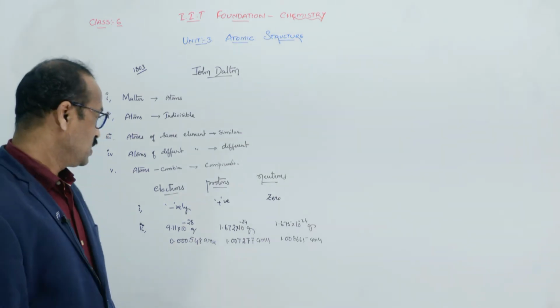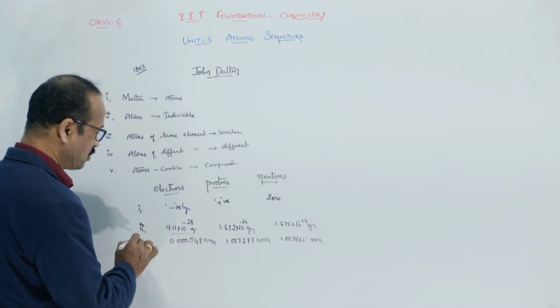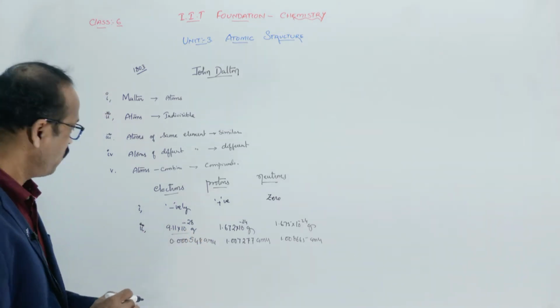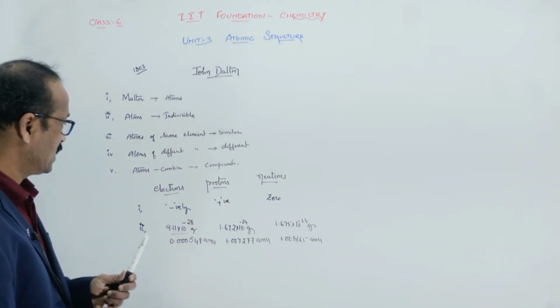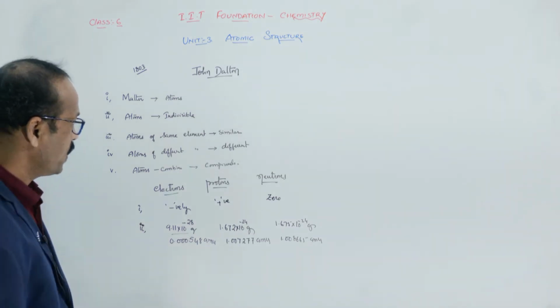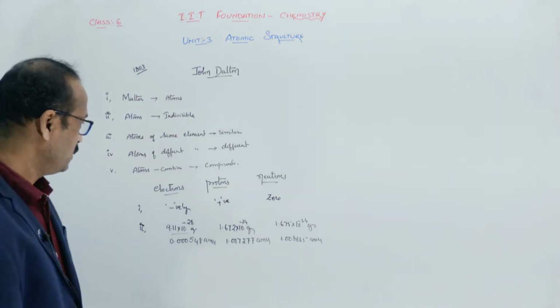In grams, the electron mass is 9.11 into 10 to the power of minus 28 grams. The proton is 1.672 into 10 to the power of minus 24 and the neutron is 1.675 into 10 to the power of minus 24 grams.